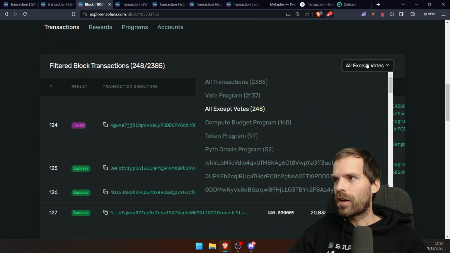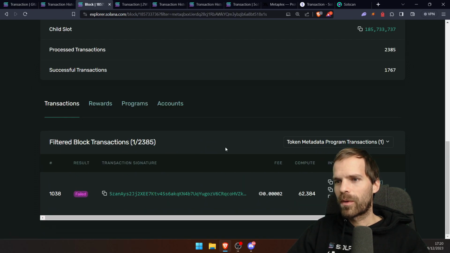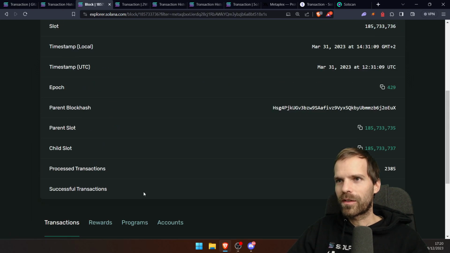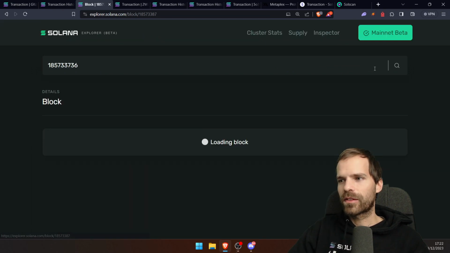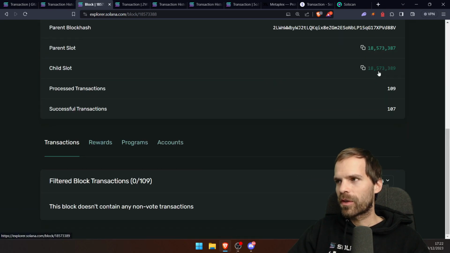Okay, can I now filter for Token Metadata Program? But it failed, damn it. Okay, let's go a few blocks higher then. I mean, this is not efficient as well. How do I find what I'm looking for? Must be a better way to search for this.